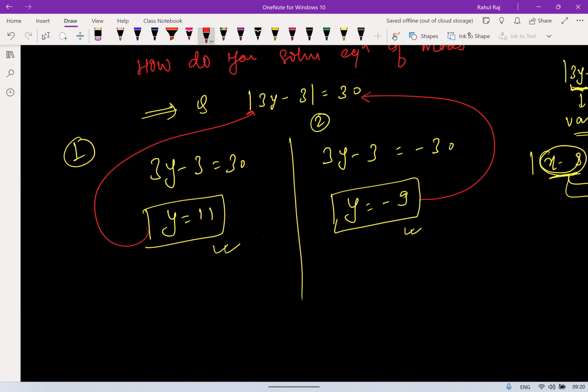Wait, sorry, I can't read your quantity A. What is that, mod x? Mod x is equal to 3x minus 2. Oh, that's an equal sign. Okay.